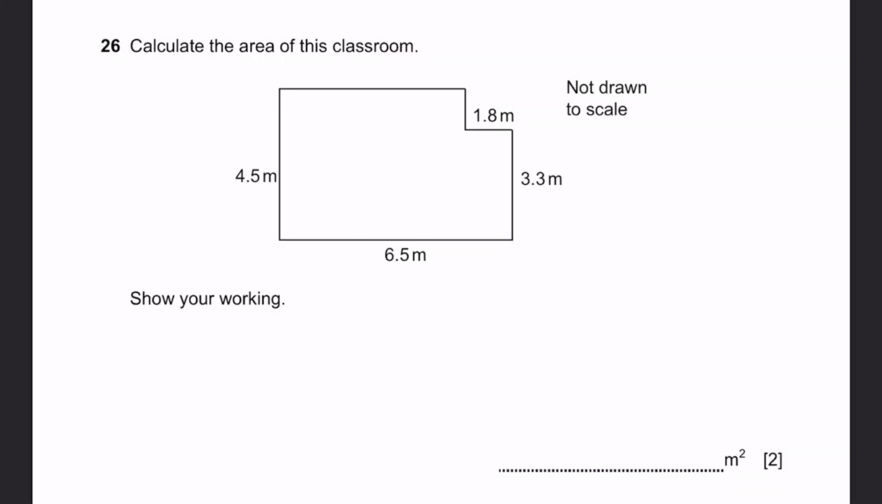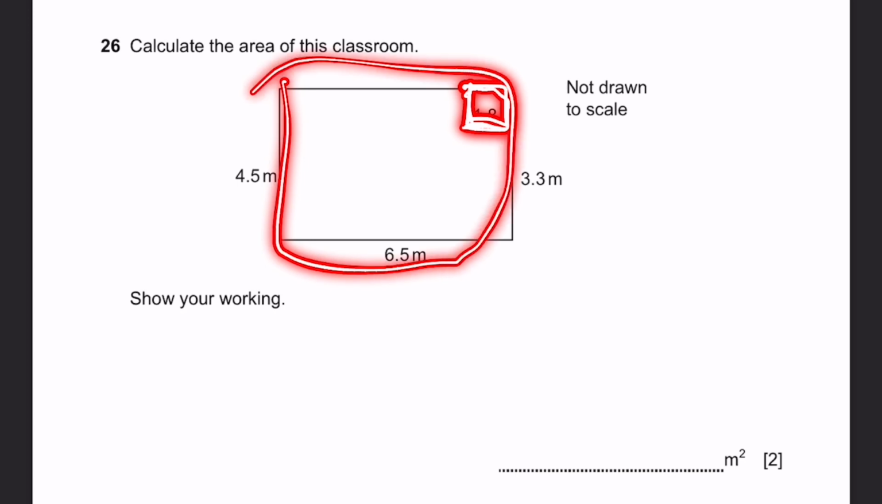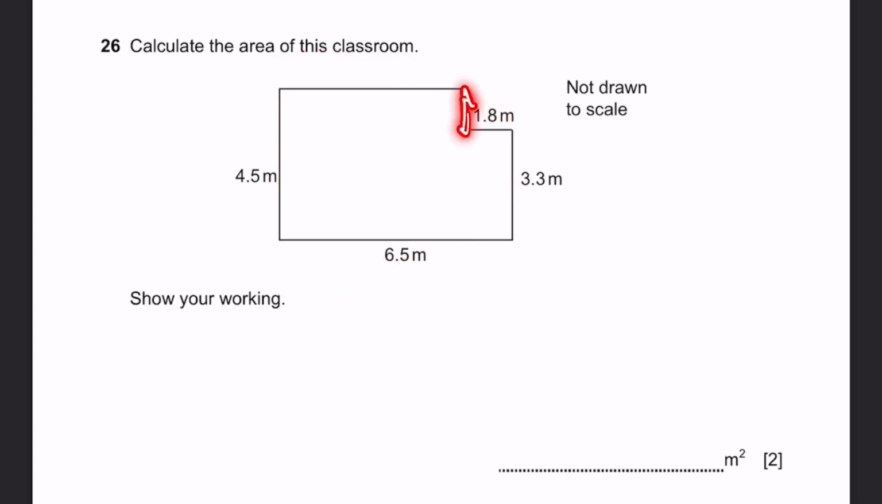Question 26. Calculate the area of this classroom. Show your working. So we have this side length of the small rectangle which has been chipped out from this larger rectangle. Now we need to find this side length. Only then we can find the area of this and subtract from this.